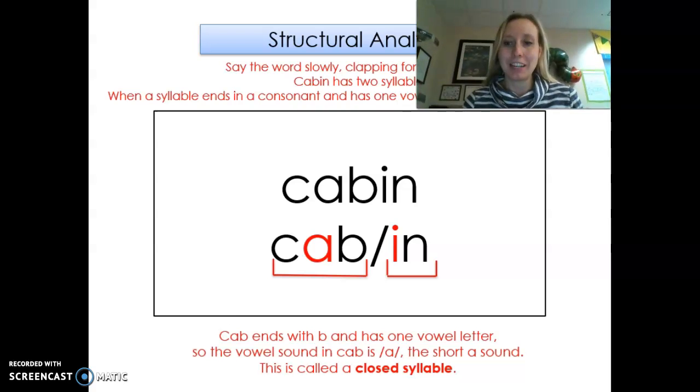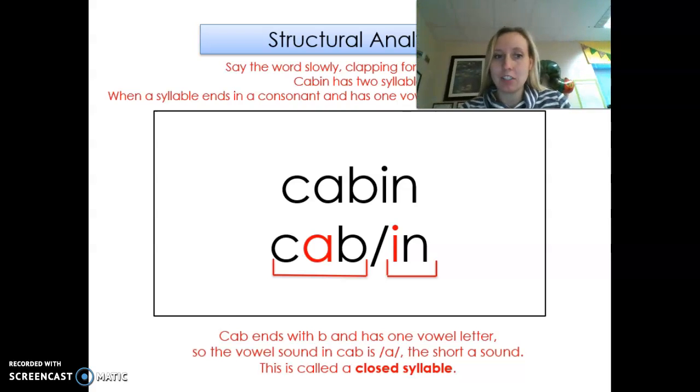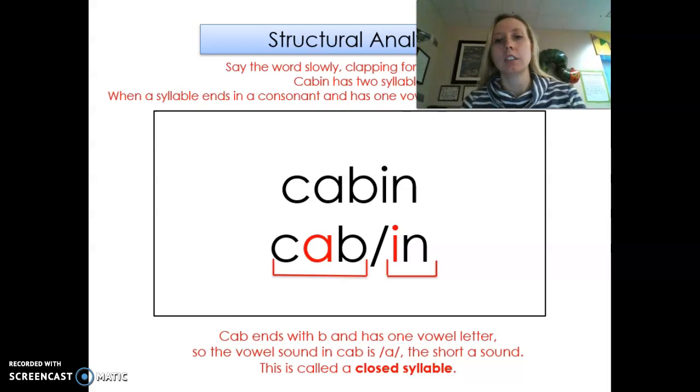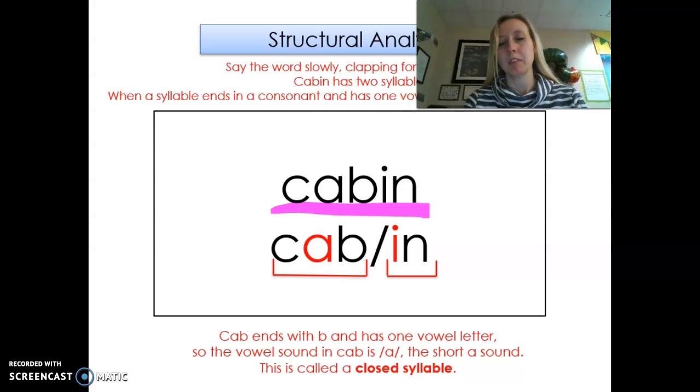Hi first graders, in my video I realized I wasn't sure if I was teaching something correctly, so we're going to do this one more time. If I have a word, this is the word cabin. Let's clap it into syllables.